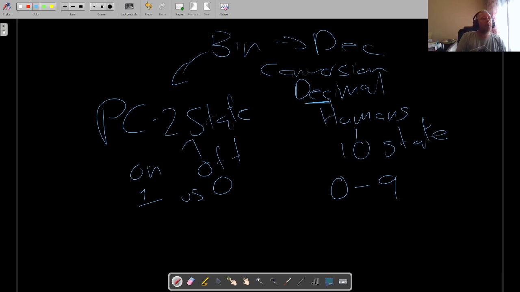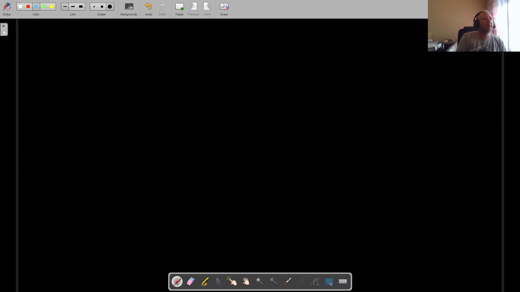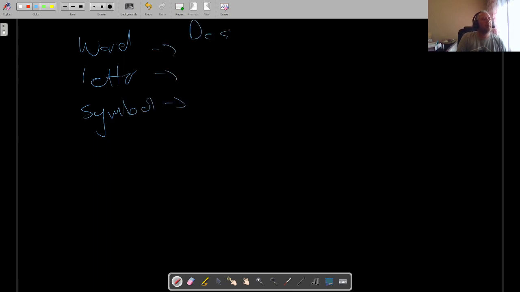Now, we need to know how to convert between using 10 digits to represent something to actually only using 2 digits to represent something. Because computers use 2 digits, humans use 10 digits. So everything in the world, every word, every letter, or every symbol has an equivalent decimal number.